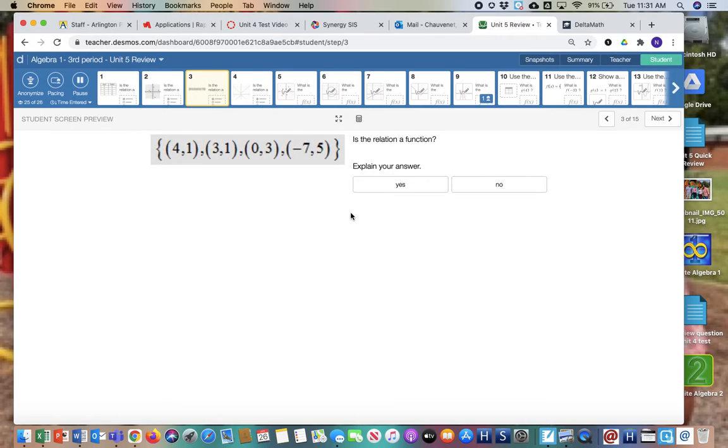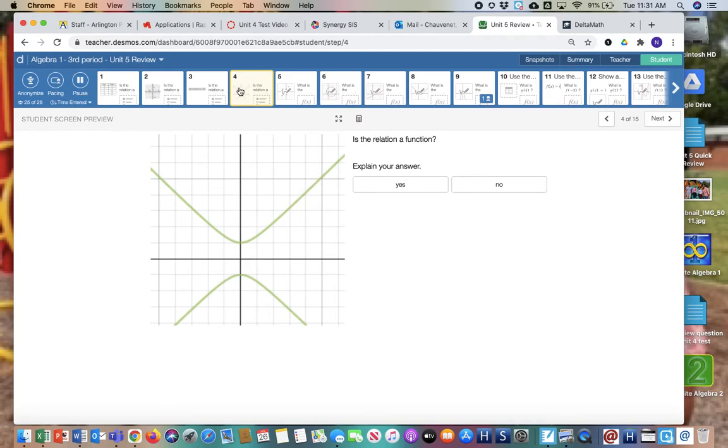Alright, so now let's just do it from a set of coordinate points, but we don't have a table here. Okay? So now we're looking, is this a function? So yes. Again, why? Well, what are the x values? 4, 3, 0, and -7. So the x values do not repeat. Okay?